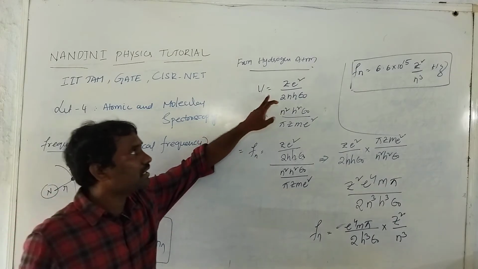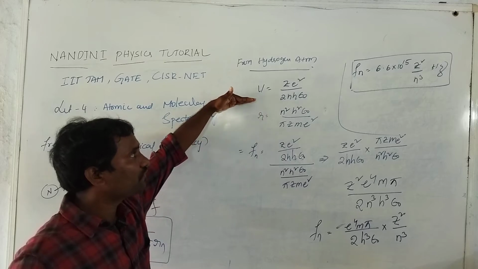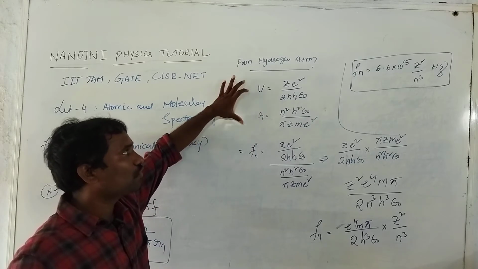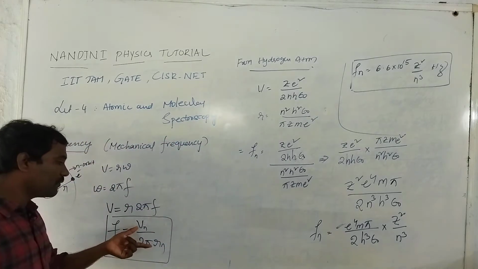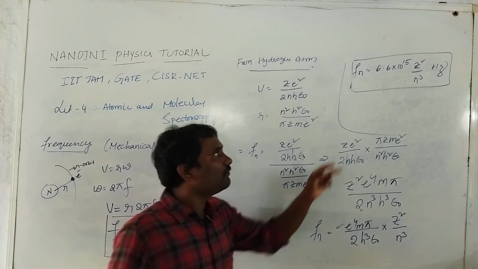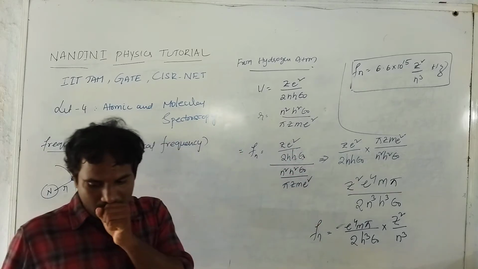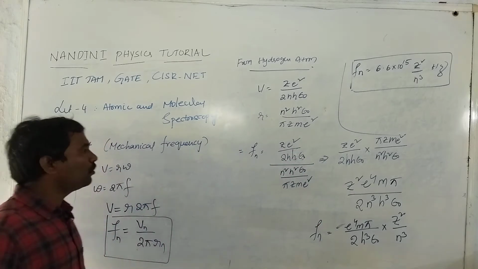After that, I will consider the hydrogen atom: what is the velocity of the hydrogen atom and its radius. So I use these two equations. Once again I will substitute those two equations in this equation, so finally we will get the frequency. This is called the mechanical frequency.